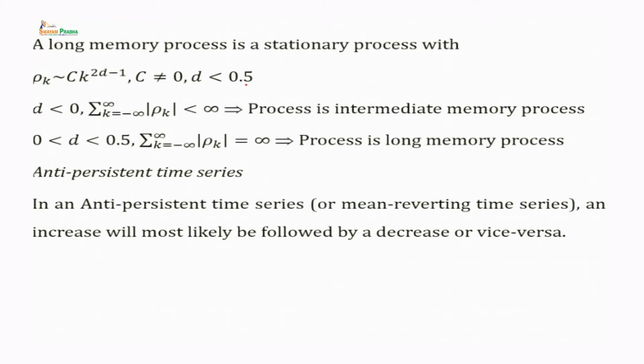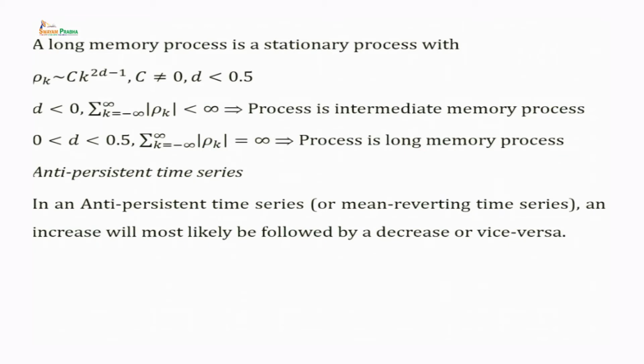And then for d less than 0, the summation over k from minus infinity to plus infinity of mod of rho k is finite, and the process is an intermediate memory process. If d lies between 0 and 0.5, then the summation over k from minus infinity to plus infinity of mod of rho k is equal to infinity, and the process is a long memory process.